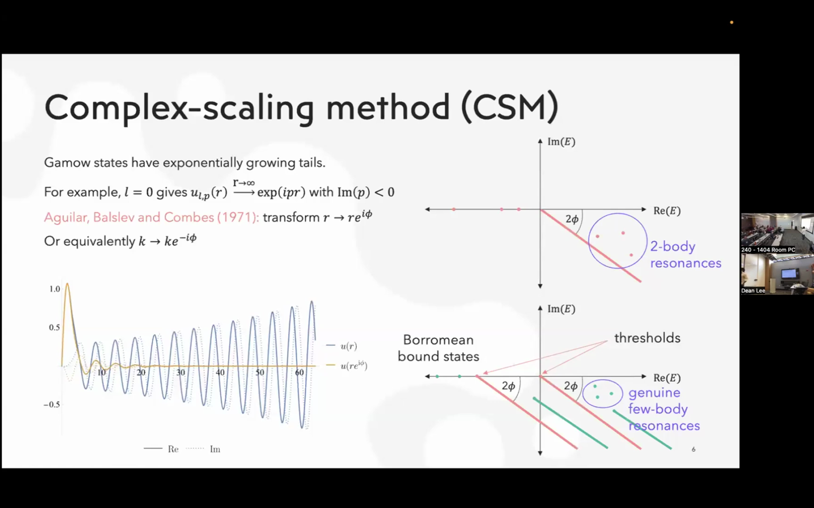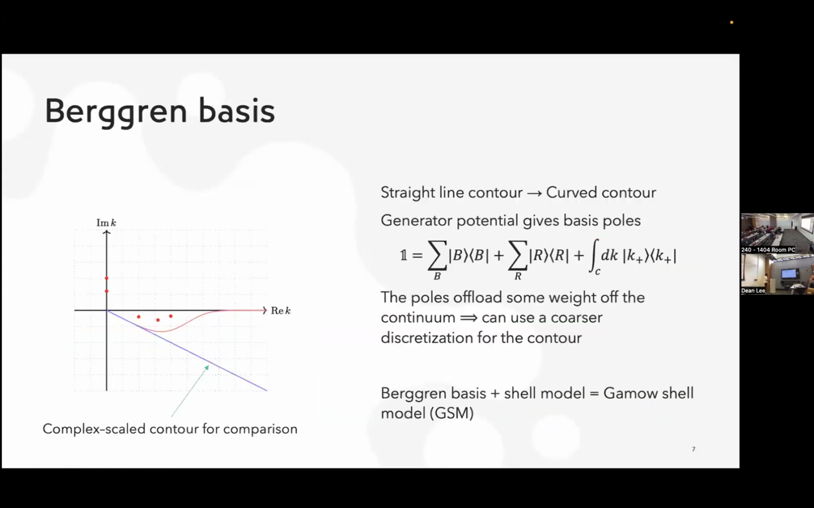We're not dealing with other channels yet. So we want to go from, we're thinking about these Borromean bound states and genuine few-body resonances today. The idea is eventually we will try to use these bound states to extrapolate these genuine resonances. Okay.